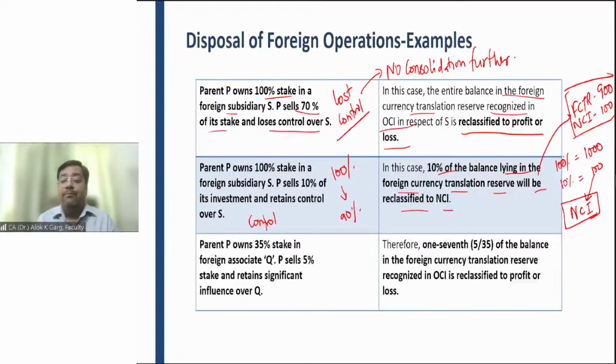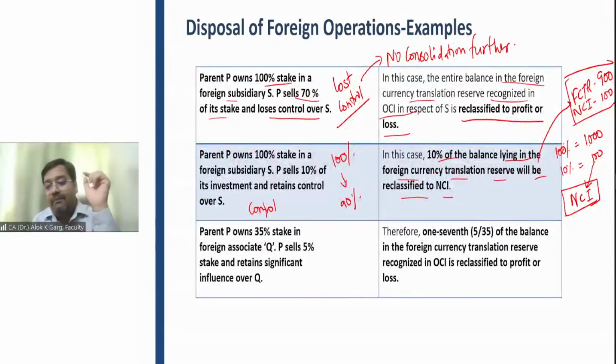Third one, parent P. So you remember, one is complete disposal. The second one is partial disposal of subsidiary, which is not resulting in loss of control. Sir, if this 100% becomes 90%, what happens if this 100 becomes 40? Then it will go to the first case.